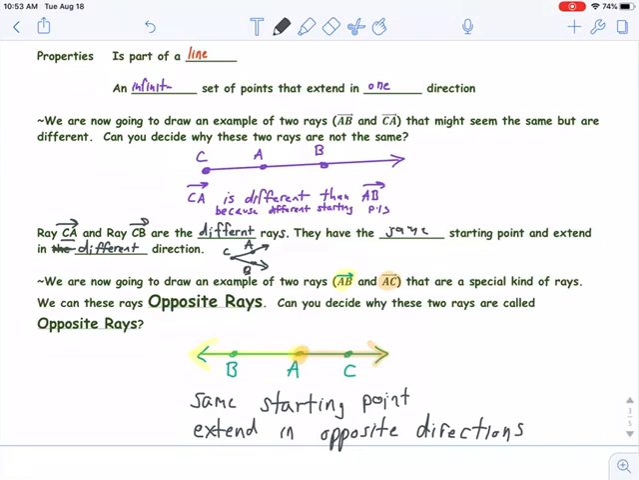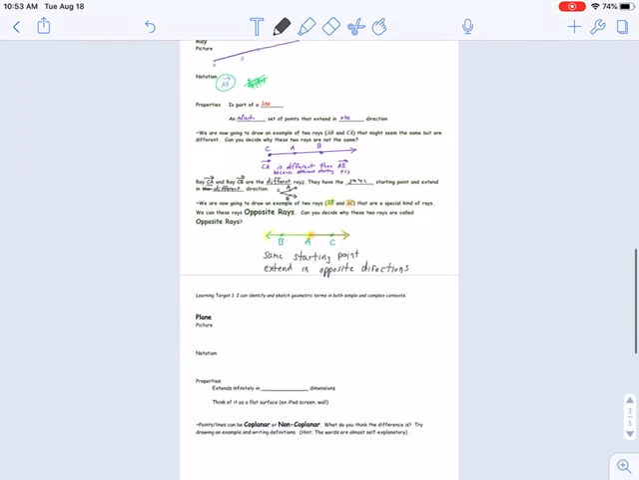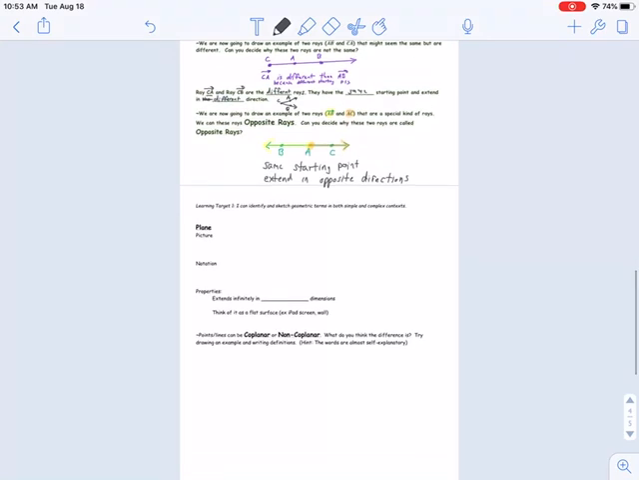Remember, rays, segments, all this stuff we're doing right now is the building blocks. We're going to be able to talk about supplementary angles and complementary angles and then prove really cool stuff because of these terms right here. And then in the last video, we'll talk about plane.